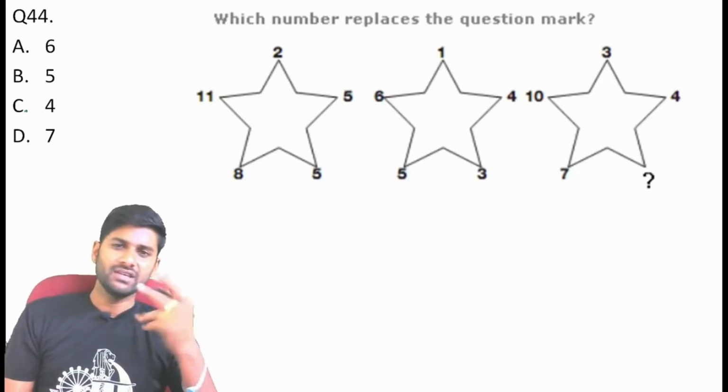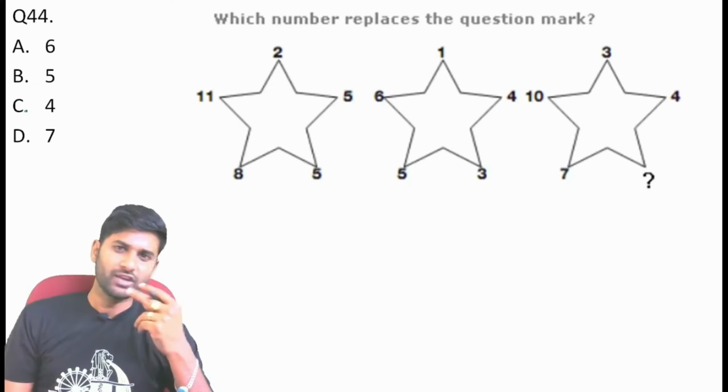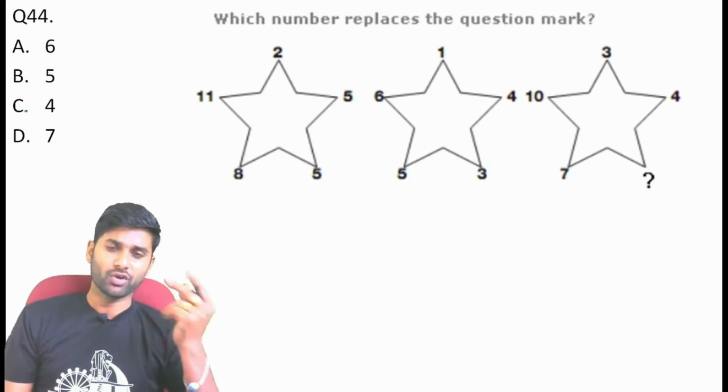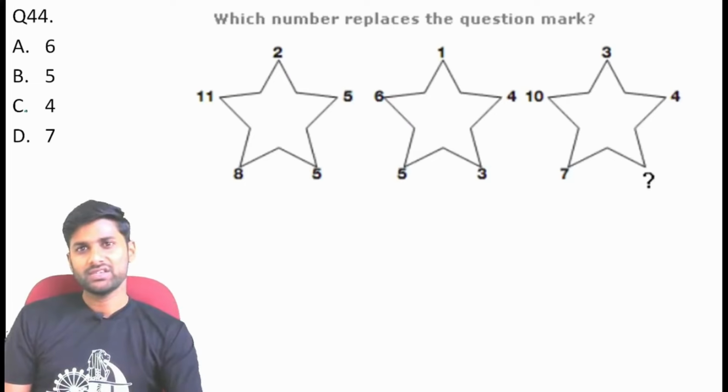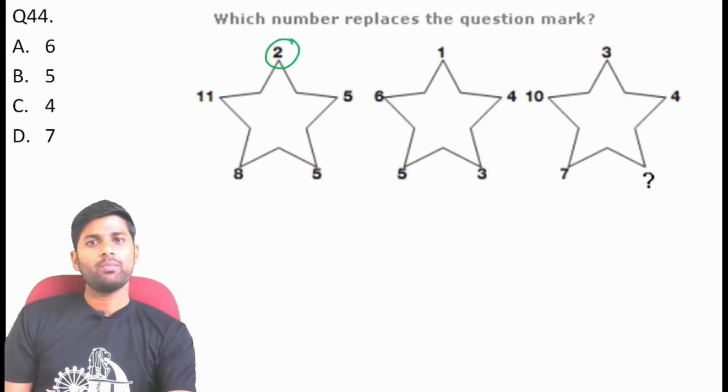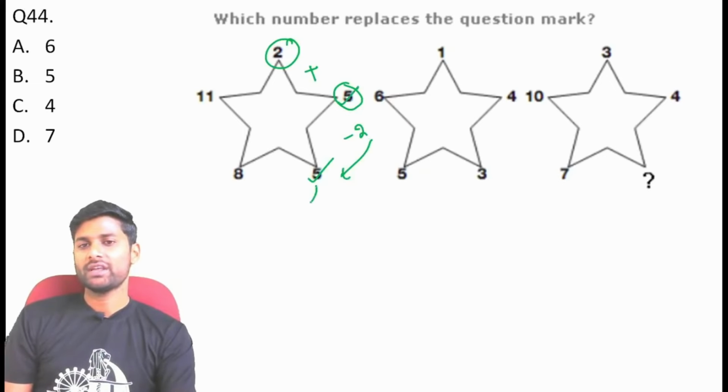Now you can see that here there is no center number. We have all the vertices, and we need to find one of the vertices. Now see guys, sum of any two vertices, like 2 plus 5 is equal to 7. 7 minus 2 is equal to 5. Again 5 plus 5 is equal to 10. 10 minus 2 is equal to 8. 8 plus 5 is equal to 13. 13 minus 2 is equal to 11.